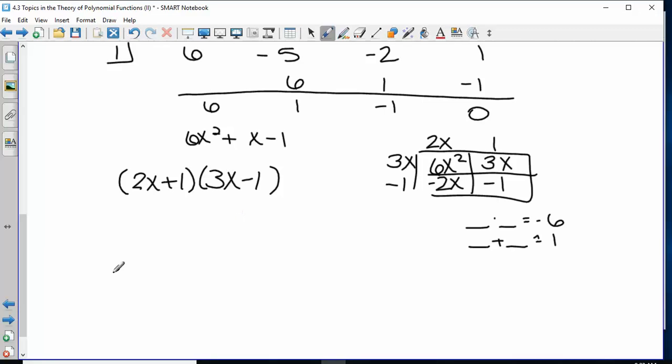Wouldn't it be negative instead of positive? Yeah, at the bottom. Wouldn't it be -1 instead of positive? Yeah, because it's a 1x in the middle. You wanted to add up to a +1. You multiply to get the negatives.